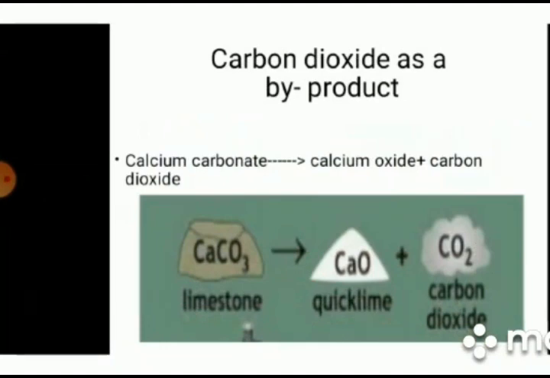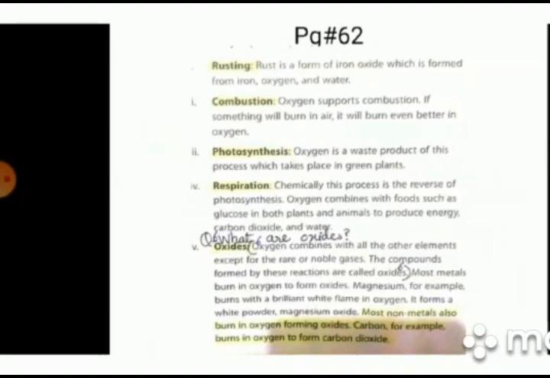Here we can see calcium carbonate, that is CaCO3, gives us calcium oxide, CaO, plus carbon dioxide, that is CO2. So whenever calcium carbonate or limestone is heated, it gives us CaO, that is calcium oxide, and releases carbon dioxide as a byproduct.